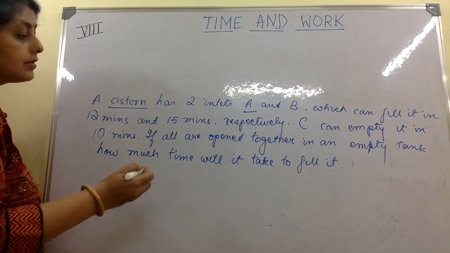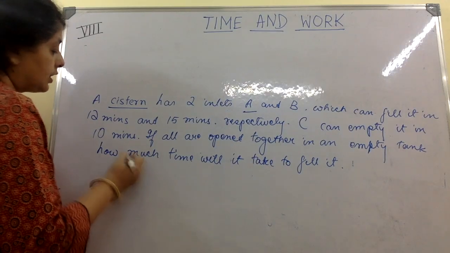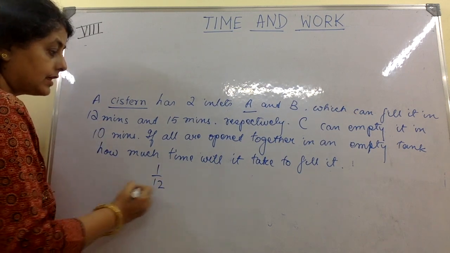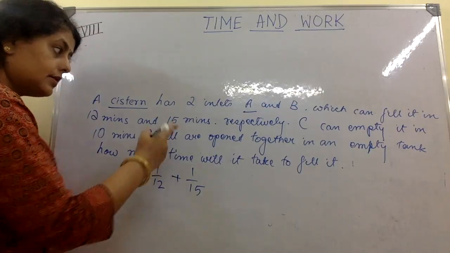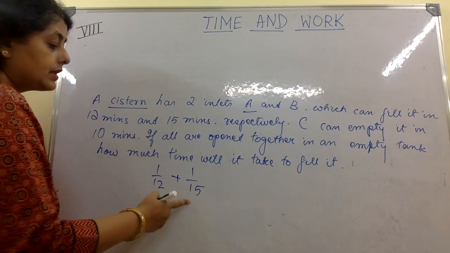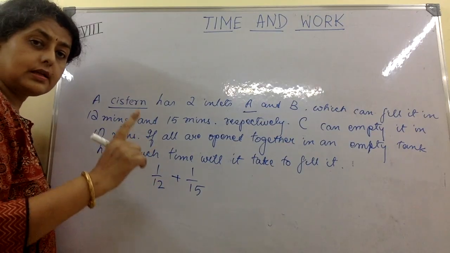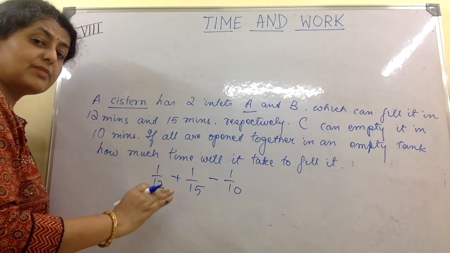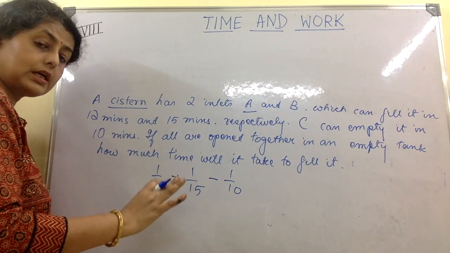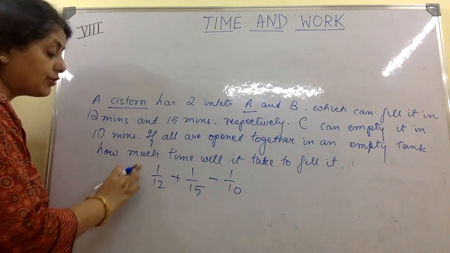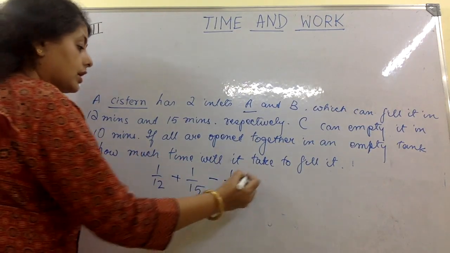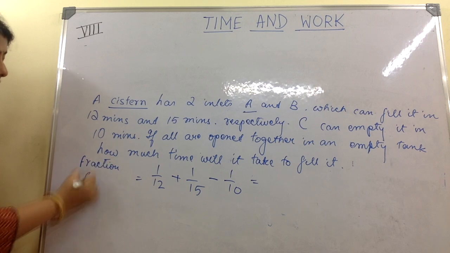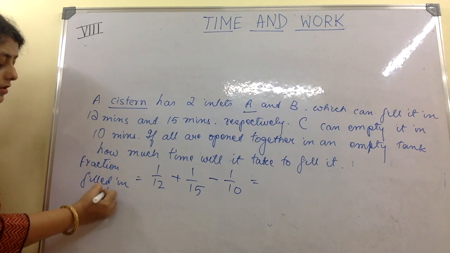So here, in 1 minute 1/12 is filled by A, in 1 minute 1/15 is filled by B. This is the fraction. If I add, this is filled in 1 minute, but then I subtract 1/10, because 1/10 of the water is removed every minute. 1/12 is filled, 1/15 is filled, 1/10 is removed. So the fraction filled in 1 minute.